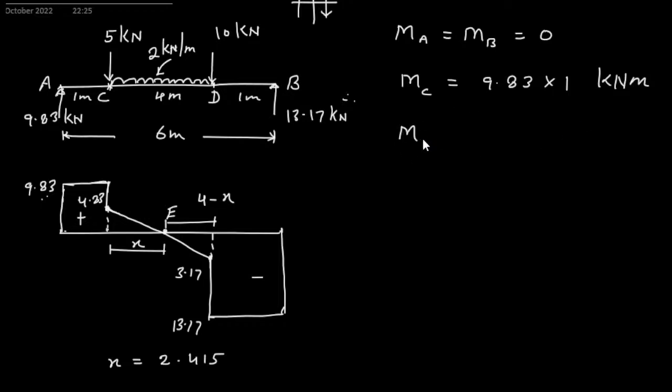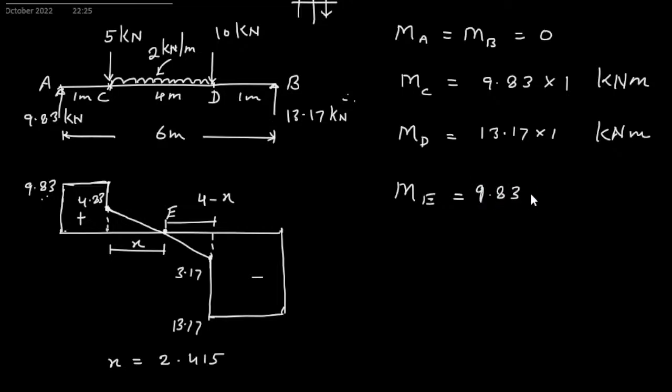Similarly, if we want to calculate the moment at D, it is easy to look on the right side. On the right side it is 13.17 times 1. Again this is a sagging bending moment, so positive. Finally we will calculate the bending moment at point E, because at point E we have zero shear force, so the bending moment is going to be maximum here. Now I will look towards the left, so I will get 9.83.